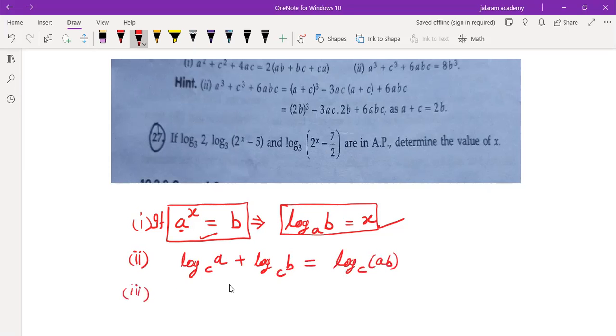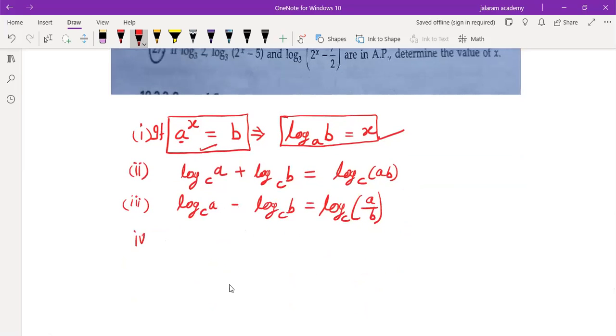Third property, log a to the base c minus log b to the base c equals log a by b to the base c.